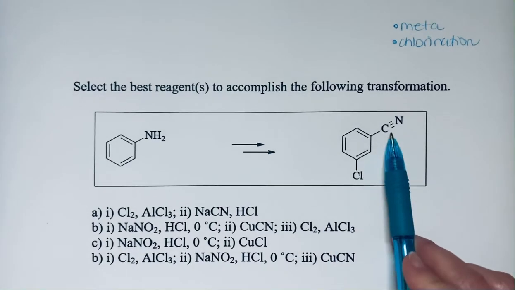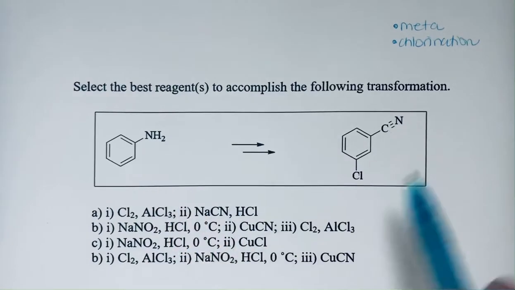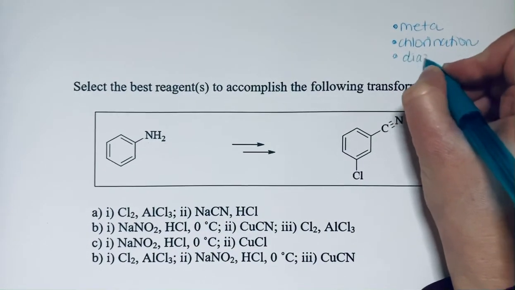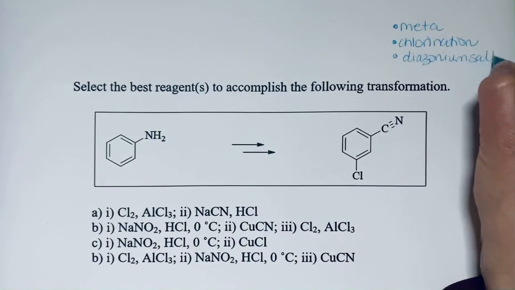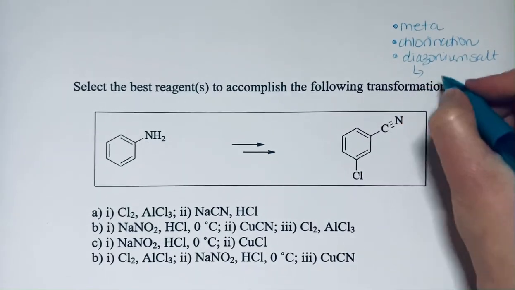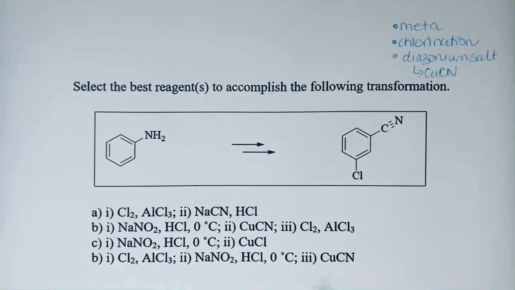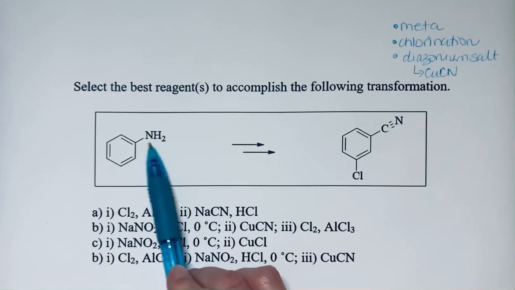So we definitely need to do this two-step process where we take the amine and transform it into the diazonium salt. So we need to make the diazonium salt. And this needs to be followed up by treating it with copper cyanide, to make that cyano group. And this is a two-step process that is going to have to go together. So we want to think about the different groups. So the amine that we start with is an ortho-para director.